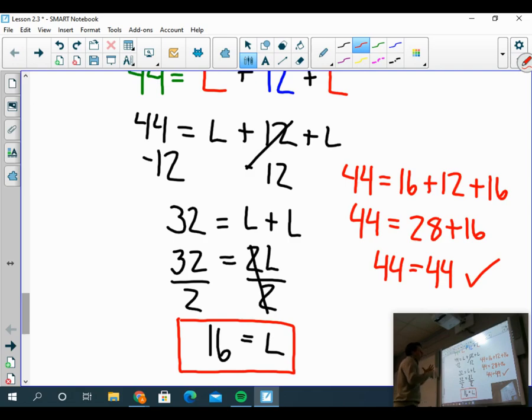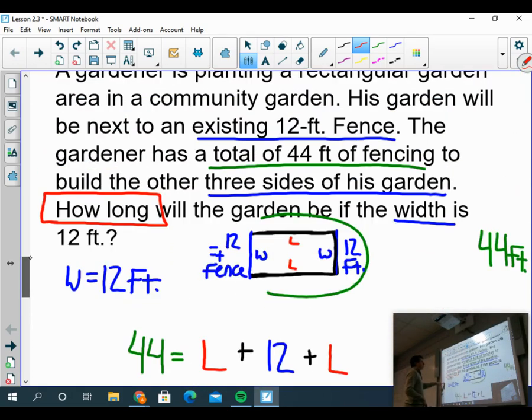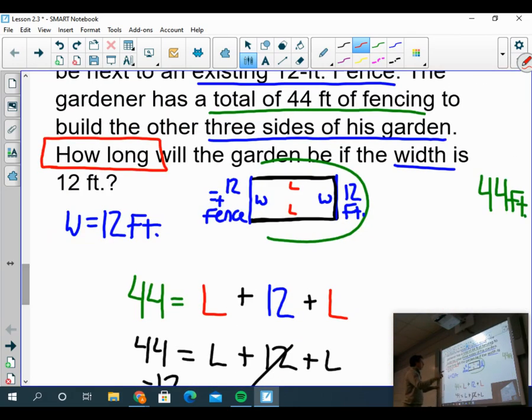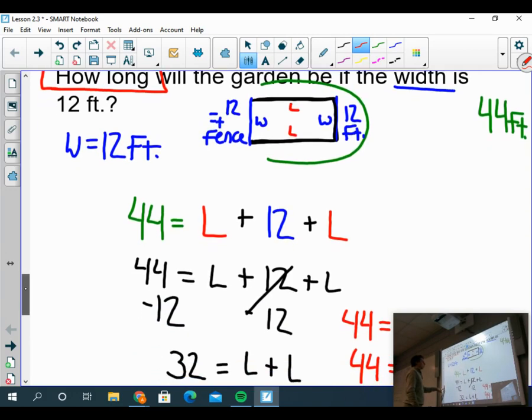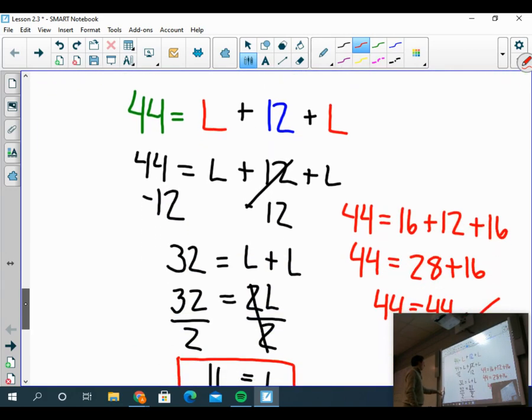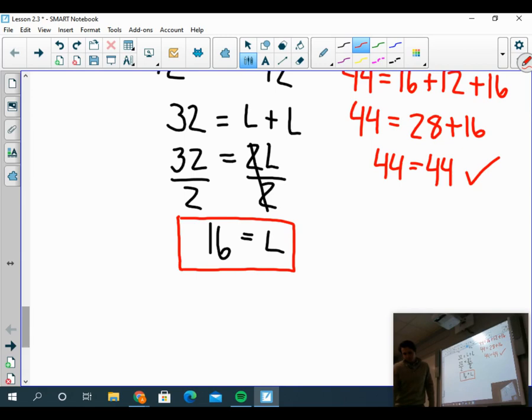Okay, so hopefully you see here that when it comes to the equation process, nothing is new. We just had the added step of setting up a picture and then an equation and then solving the problem.